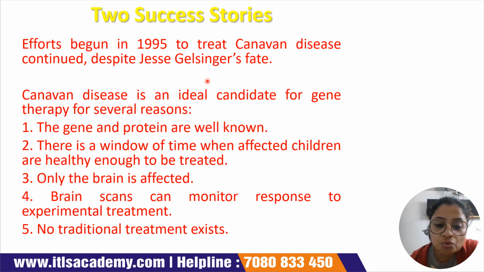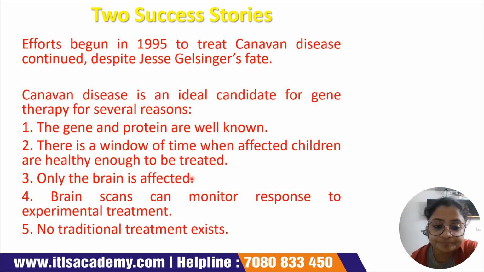So Canavan disease is an ideal candidate for gene therapy for several reasons. What are the reasons? Number one, the gene and protein are well known. Whenever we are coming up with a gene therapy for a particular disease, it's very important that we know details about that disease. We know how that disease is caused, we know about the prognosis, we know about the treatment or the management methods, we know about the prospective candidates which can suffer from that disease.